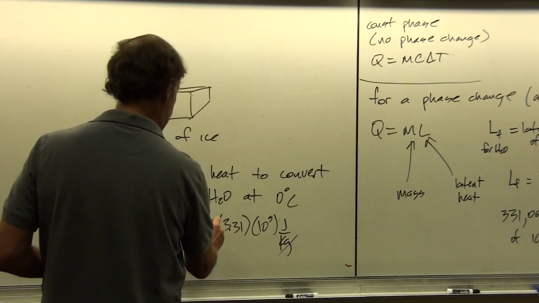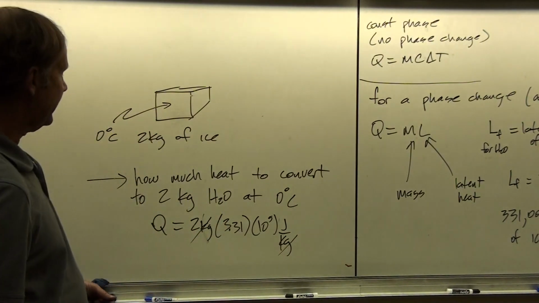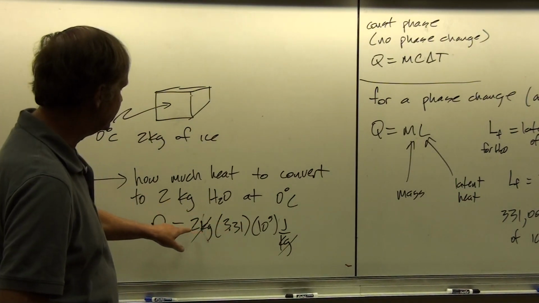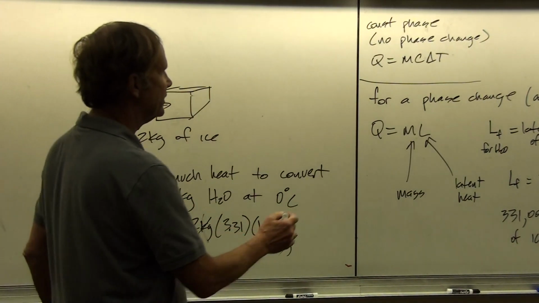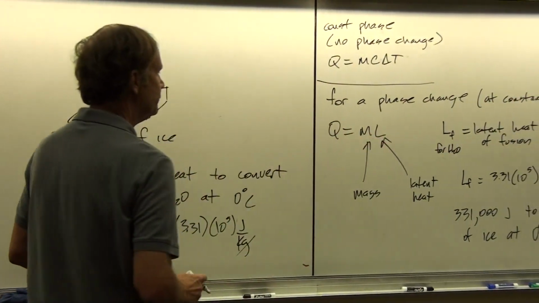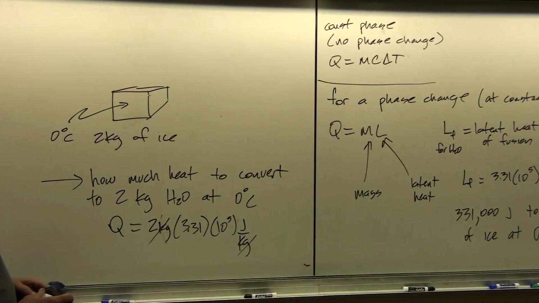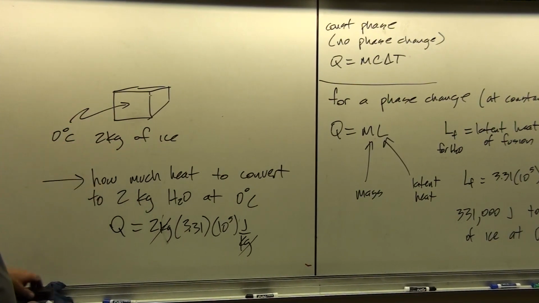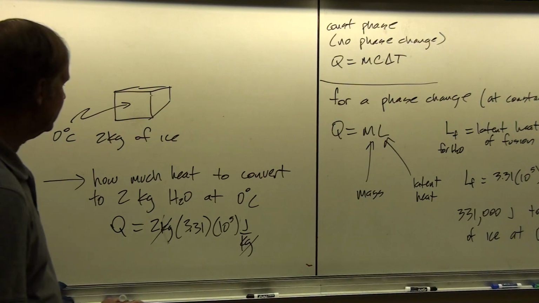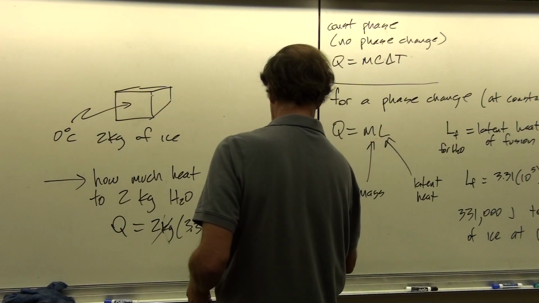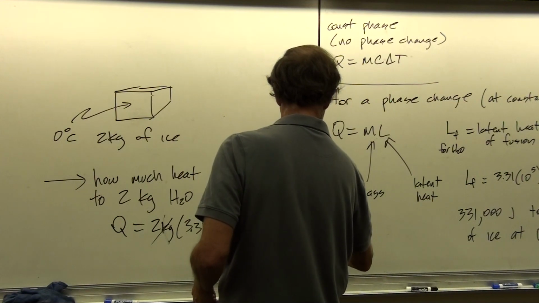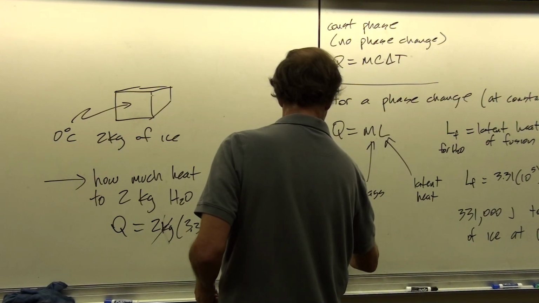Notice that the m values, the kilograms, will cancel out of this equation. 2 kilograms times the latent heat, in this case the latent heat of fusion for water. And of course we're talking about water in a different phase state here. And so that would give us 6.62 times 10 to the 5 joules.